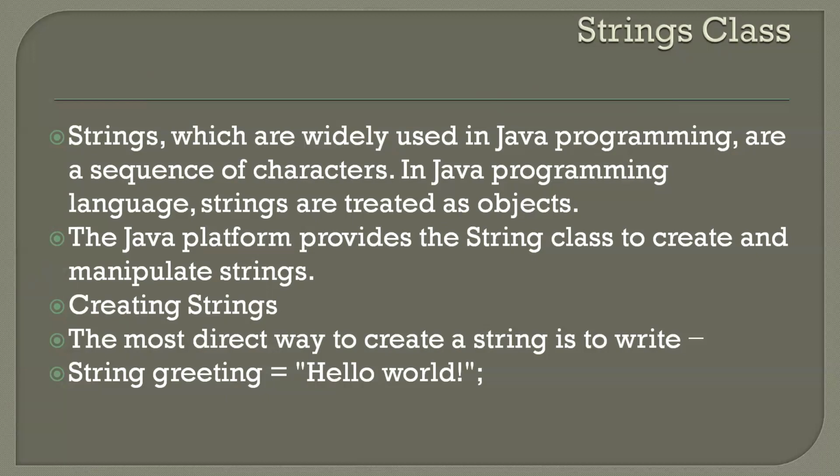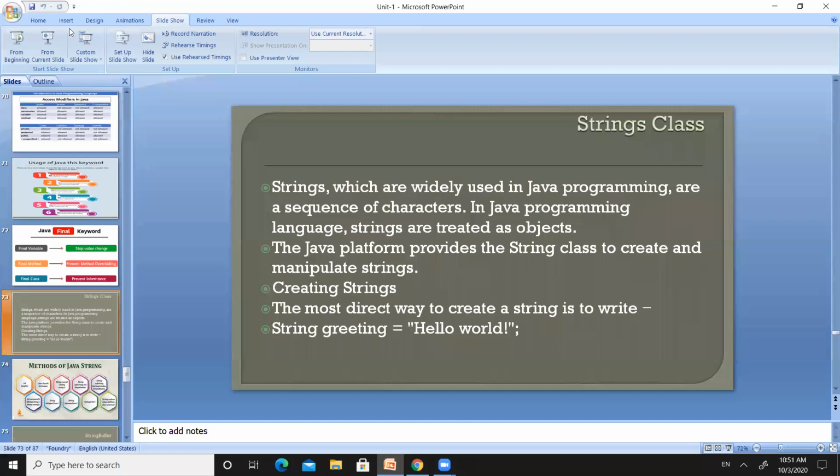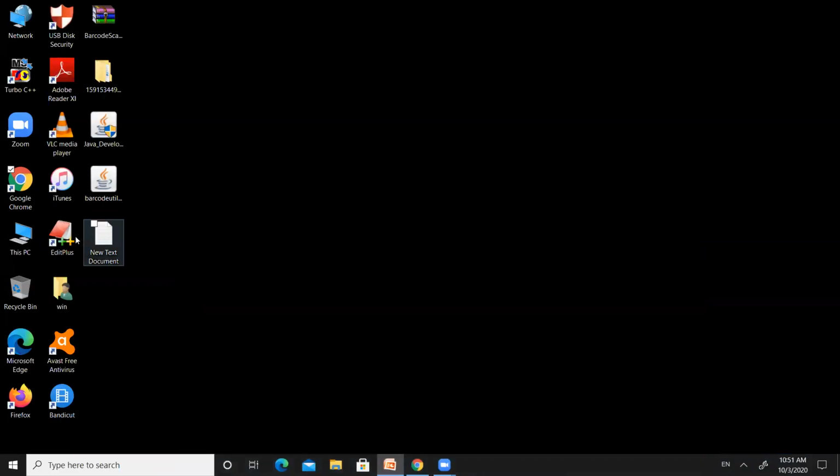Let us see how we can create the strings in Java. The most direct way to create the string is String, some variable name equal to some string. For example, hello world is a string. I want to store hello world inside greeting, where greeting is a variable which is of type String. I will show it in the programming window so that it will be very clear.